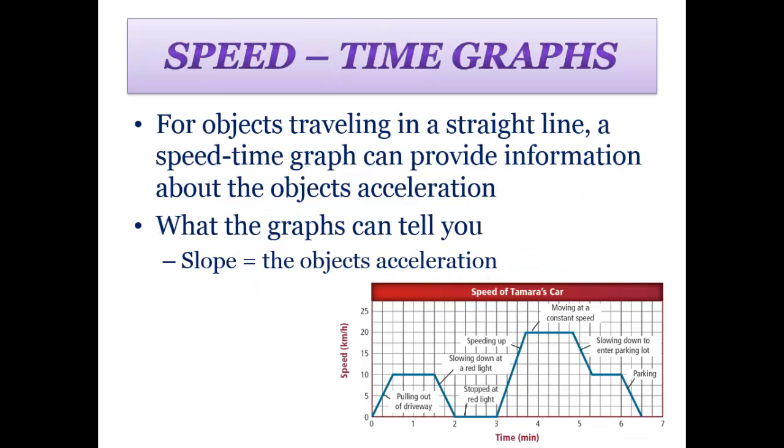For objects traveling in a straight line, we can look at a speed time graph, just like we did with our speed. Basically we can look at graphs for acceleration just like we did for speed. It's just that the slope is going to be acceleration this time, because we're graphing speed and we're graphing time. So anytime we have a line that's not straight, those are going to be accelerations.